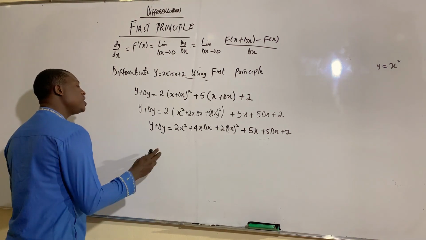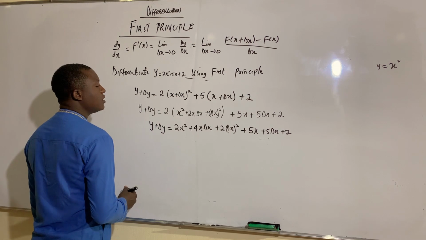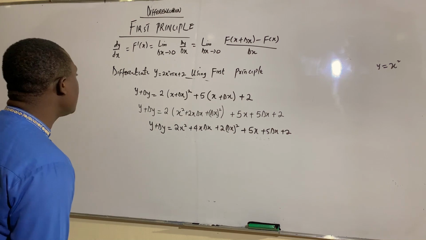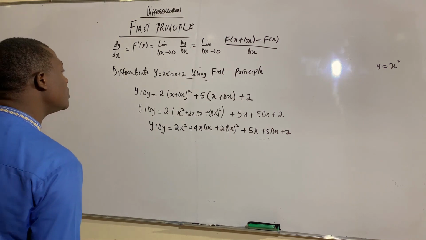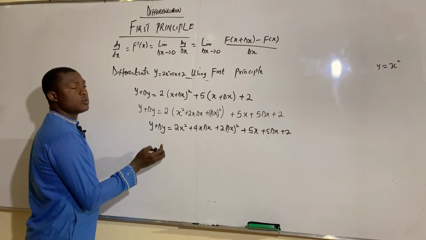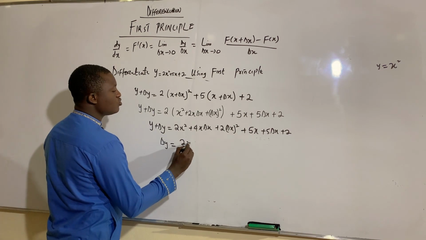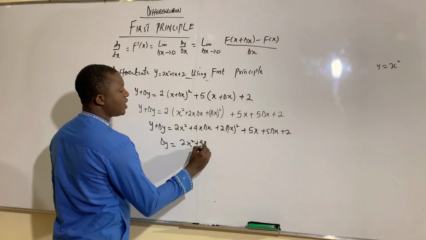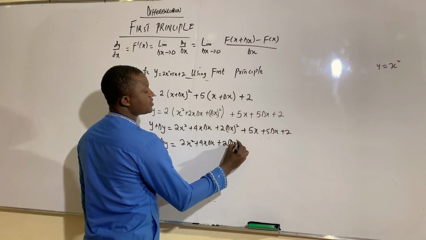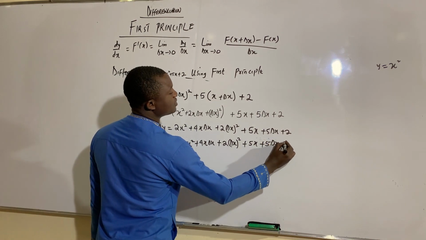Now, good. So here, let's look at the ones that are the same that we can just eliminate together. We can add them together. Let's see if you have anyone that we can add. Do we have anyone we can add together? Okay, no. So now, collect the like terms to make your changing y the subject of the formula. So I can have changing y here, which is dy, is equal to 2x squared plus 4x changing x plus 2 changing x all squared plus 5x plus 5 changing x plus 2.